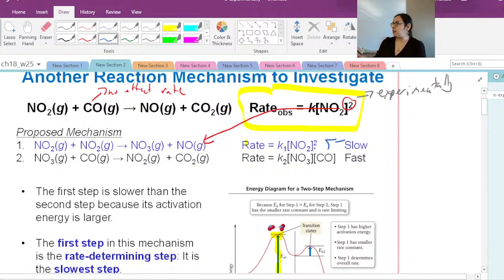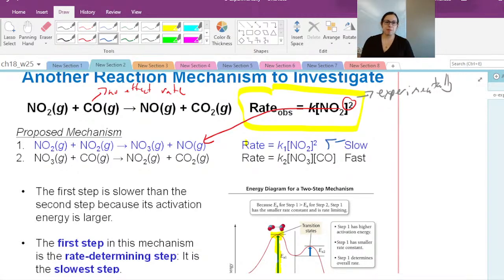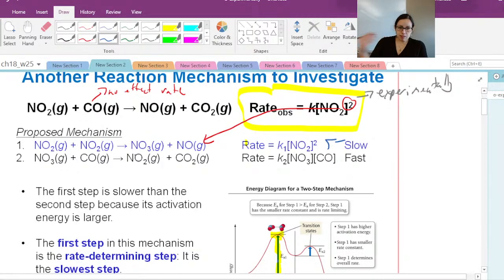Does that make sense? And that's for everybody too, because this stuff can be a little tricky. You have to depend on the data, you have to have data to determine this, and now we're trying to take that data a little step further: what is really happening? And that's what this mechanism is attempting to answer. Because this is the rate law that we observed, the implication is this is our rate determining step.